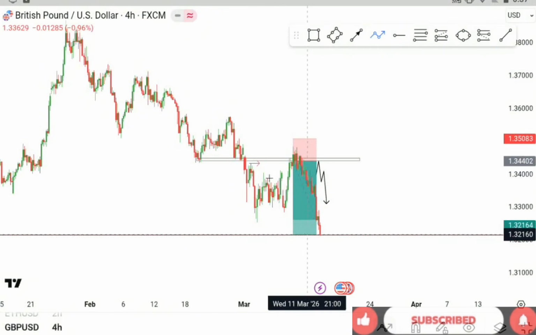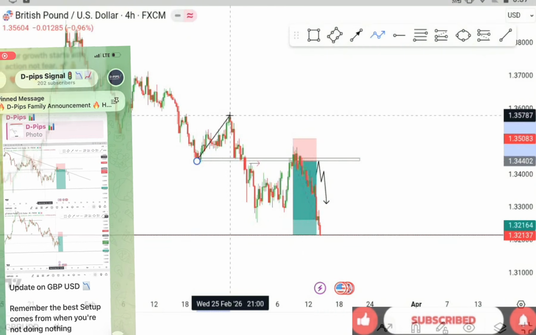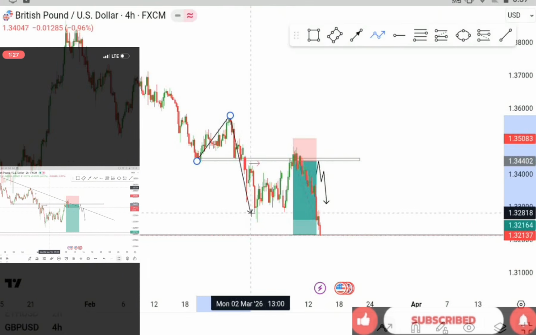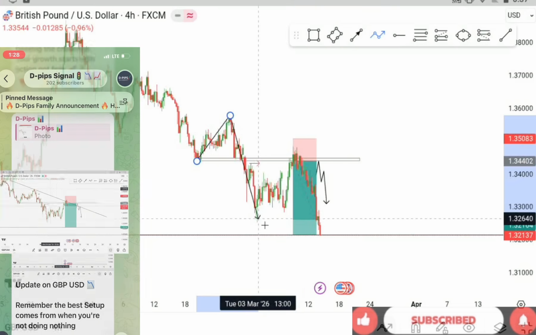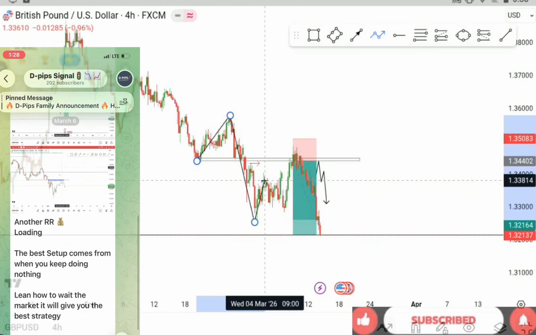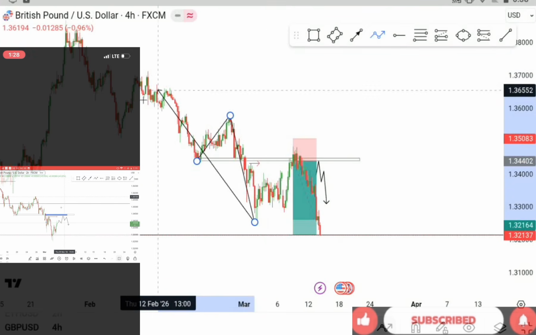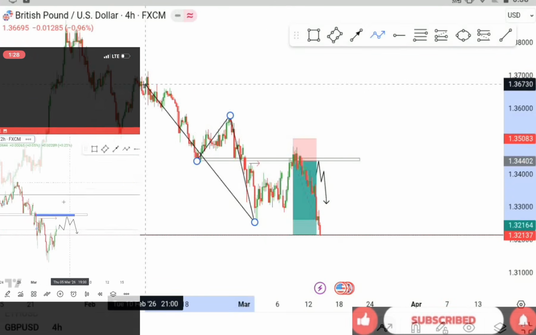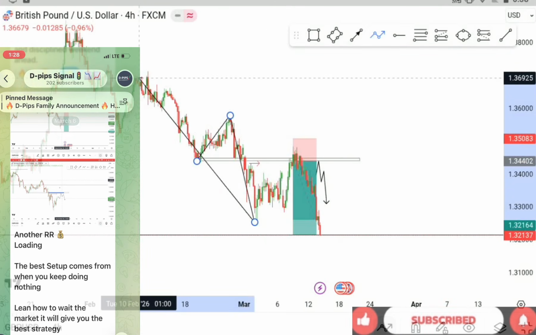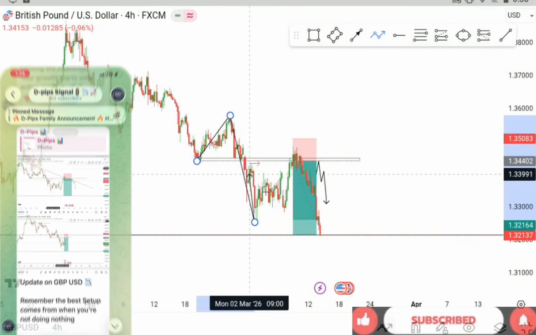I will still drop more screenshots so that you can see that I and my team took this trade. Well, this trade is still nothing. You can see we took this trade when it was nothing, till we got to our TP target. So when we came to this angle here, we knew GBPUSD could drop this huge to the downside.